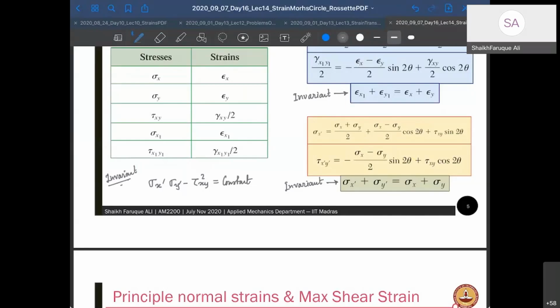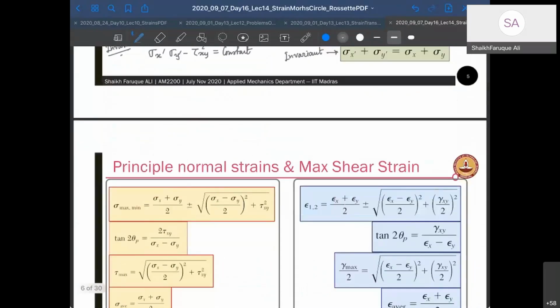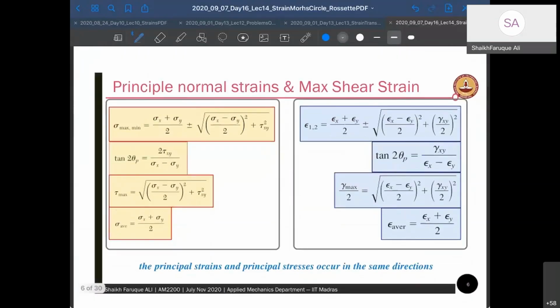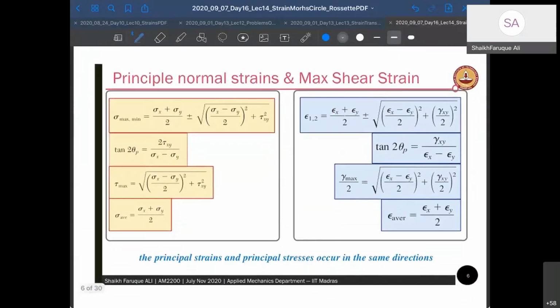Similarly, for strain also, you can find the same thing. Here is the maximum principal strain and maximum shear strain that you can find out. The formulas are given here. So the maximum and minimum principal strains are given by this formula, where you can see plus minus. The plus goes to maximum and the minus goes to minimum. The angle for which it comes is gamma xy by epsilon x minus epsilon y. See that here there is a 2 missing, because this is gamma by 2 into 2, that 2 cancels and becomes gamma xy.